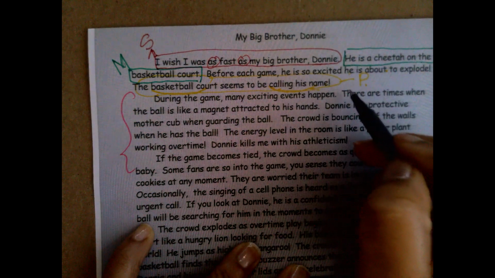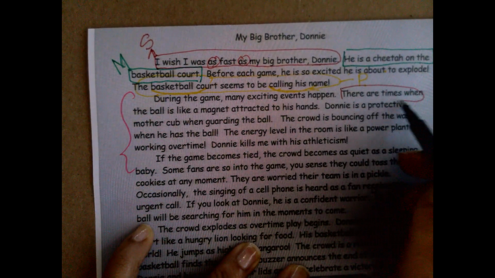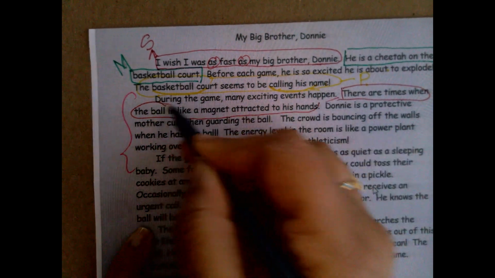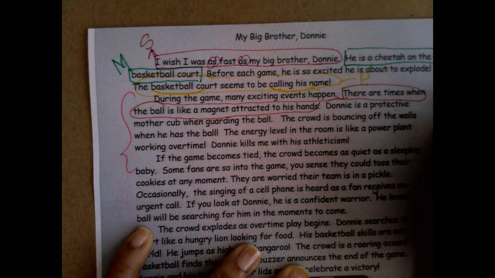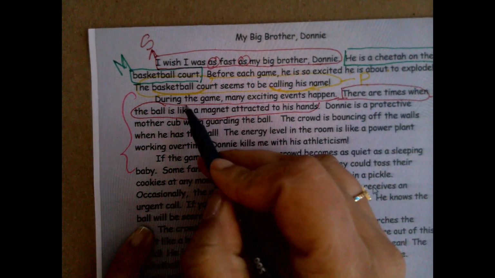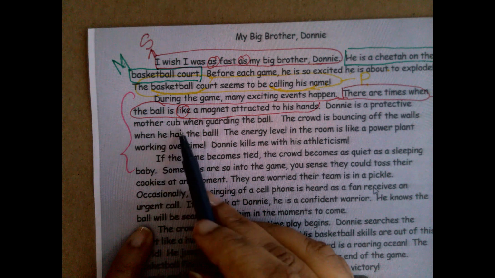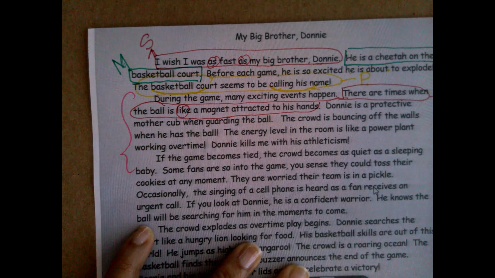Excellent. What color do we use for that again? We use red. All right, and they highlight it in red there. Okay, let's put a big juicy S. Then they highlight the word "like." Then we go on. Donnie is a protective mother cub when guarding his ball.